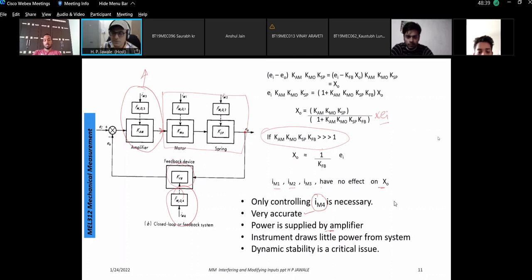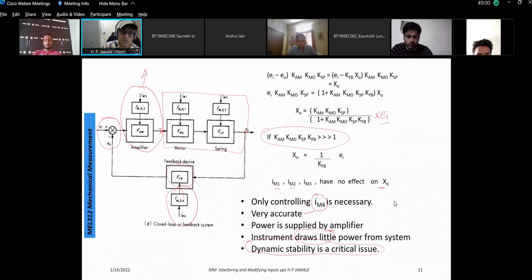And another advantage is the loading effect becomes smaller. Because of the very small input signals taken here, there is a minimal loading effect, so the instrument is very free from the loading effect. But there is one limitation: dynamic stability is an issue.